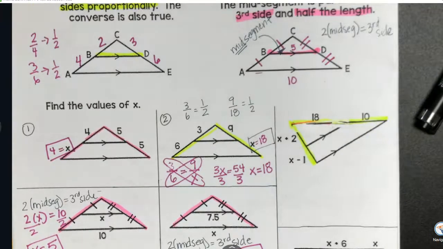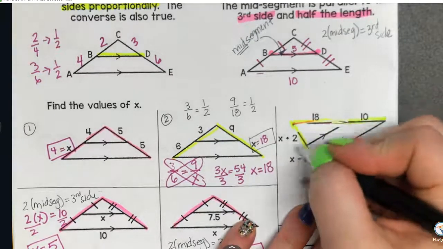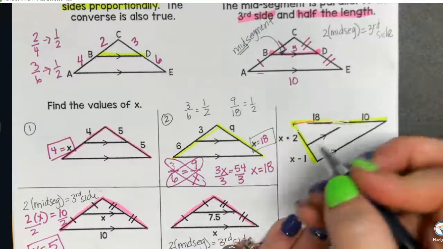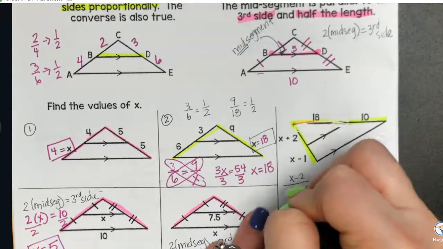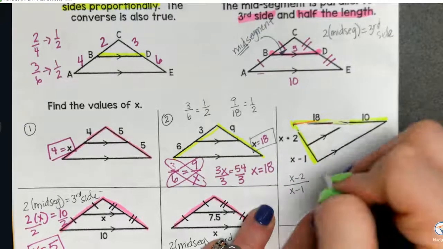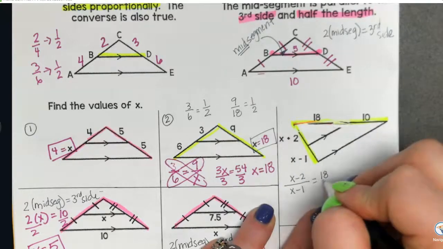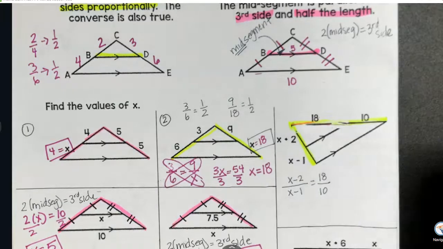And I know this looks crazy, and you're like, oh my gosh, miss, I don't even know how to do this. Sure you do. I usually start on the left, and I also usually start top over bottom. So what I mean by that is I'm going to write x minus 2 over x minus 1. And then I'm going to move to this side. I'm going to do top over bottom. You're like, miss, I have no idea how to do that. Sure you do.